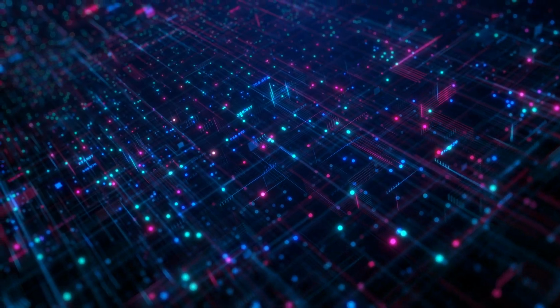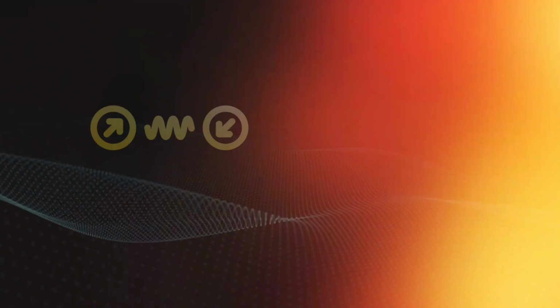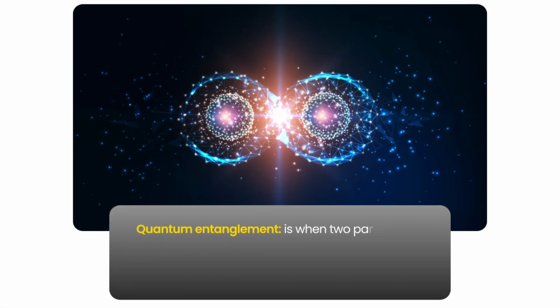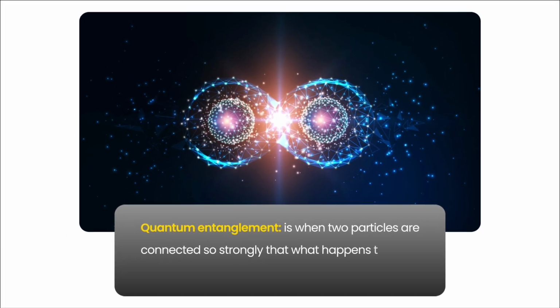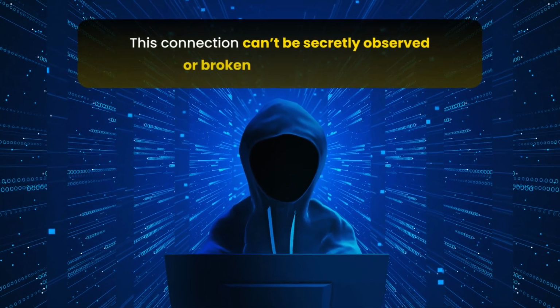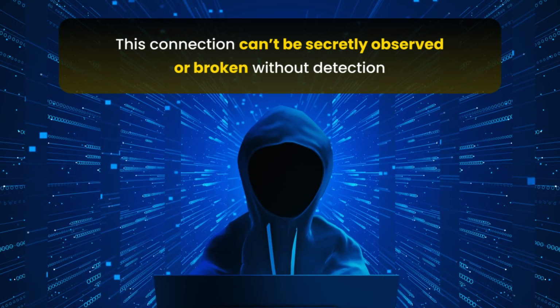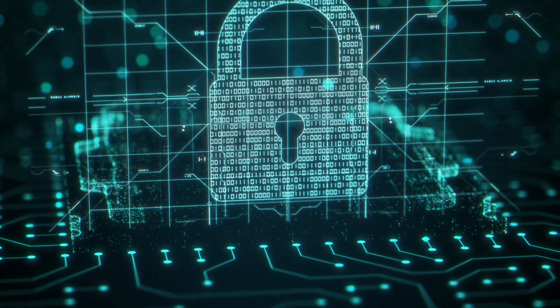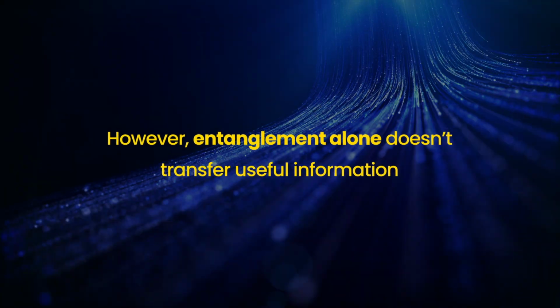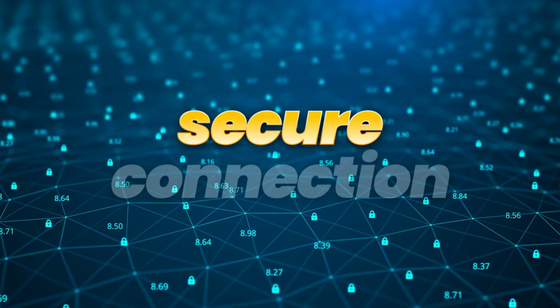But the real advantage comes from two key principles, entanglement and quantum teleportation. Quantum entanglement is when two particles are connected so strongly that what happens to one instantly affects the other, even if they're far apart. This connection can't be secretly observed or broken without detection, making communication extremely secure. However, entanglement alone doesn't transfer useful information. It just creates a secure connection.